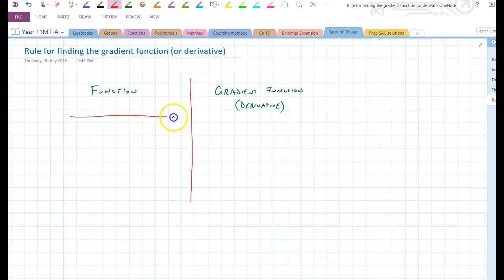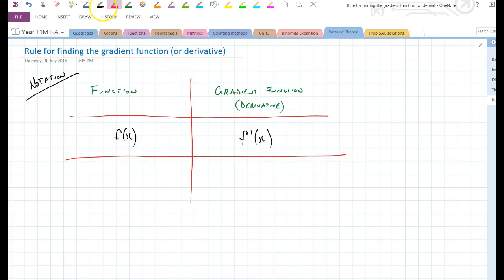Right, so just for some notation, this is what we're doing here. So if our function is written like so, f of x, then we would write our gradient function as f dash x, like that. If we have it in terms of y, so y equals, this is f of x equals, then we'd say f dash x equals. If it's y equals, then we write either dy dx equals, you'll see that, or y dash equals.